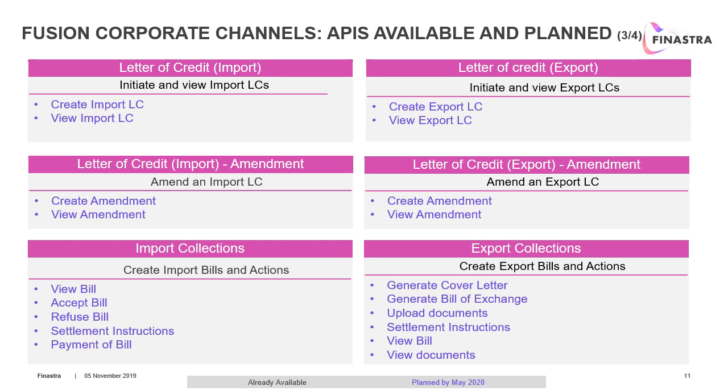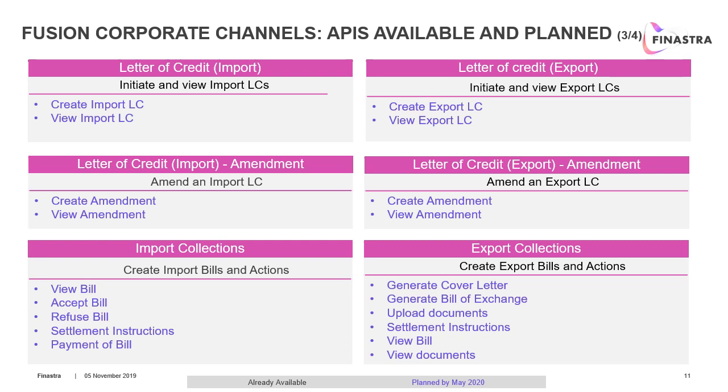So they can create a new request for amendment and again view the details. Similarly for export. Then there is another feature which is on the import collections or bills. So here there are different actions involved. Each action is again a different endpoint or a different path, like view bill, bill acceptance, bill refusing, viewing the settlement instructions, and creating a payment transaction for the bill.